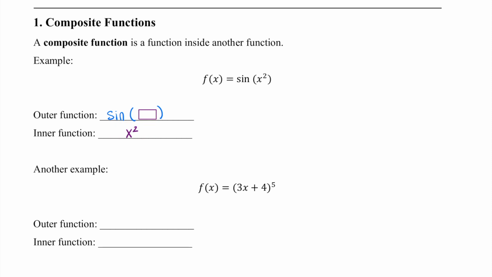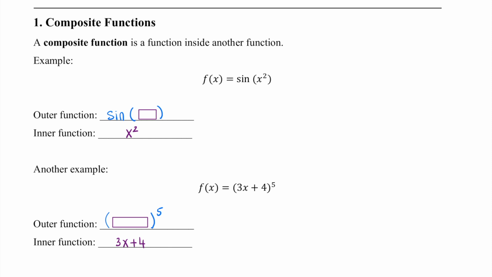Let's look at another example. F of x equals 3x plus 4 raised to the fifth power. Again, this is a composite function. Inside the parentheses, we have 3x plus 4. So that is the inner function. The entire expression is raised to the fifth power. So the outer function is the power function. So we can identify the outer function is something raised to the fifth power. And the inner function is 3x plus 4.